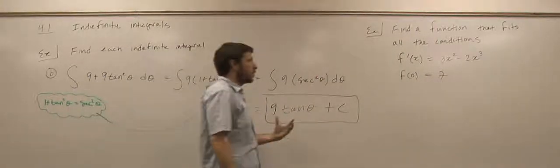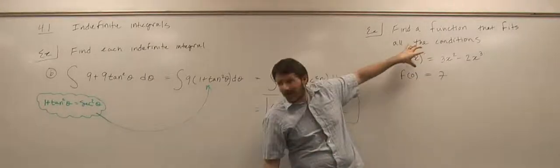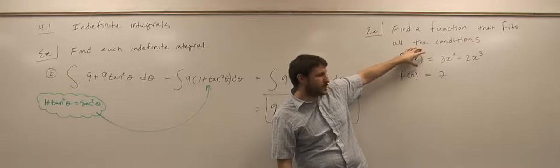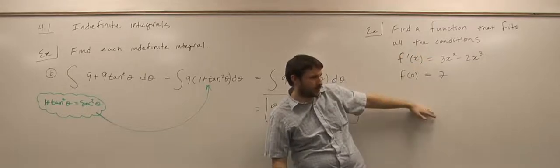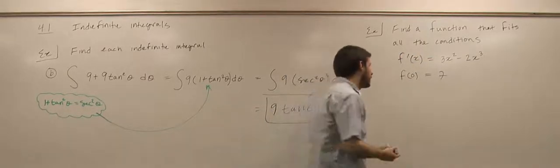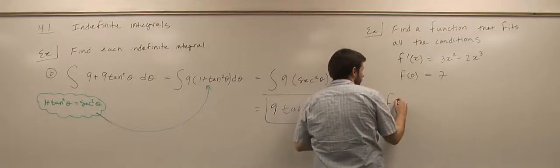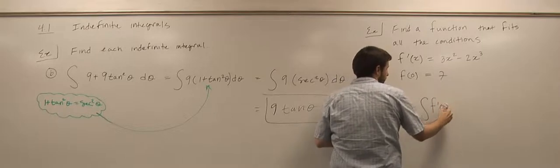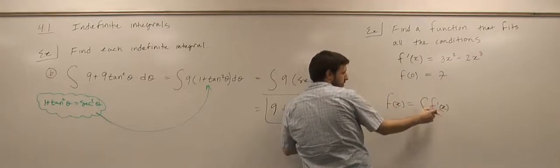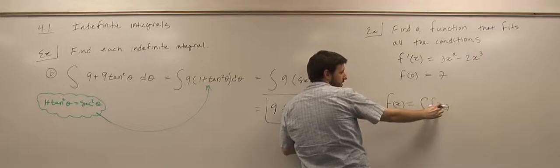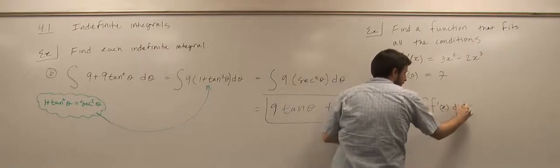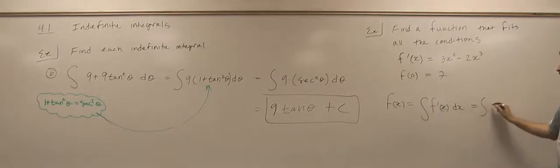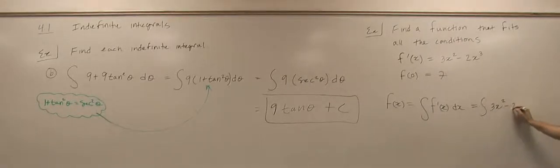The starting point here, the main idea, is that I've given you a derivative, so you can get back to the original function by taking the integral. So f of x will equal the integral of f prime of x, because the indefinite integral is the same idea as the antiderivative. So it gets rid of the derivative. Which means my whole game comes down to taking the integral of 3x squared minus 2x cubed.